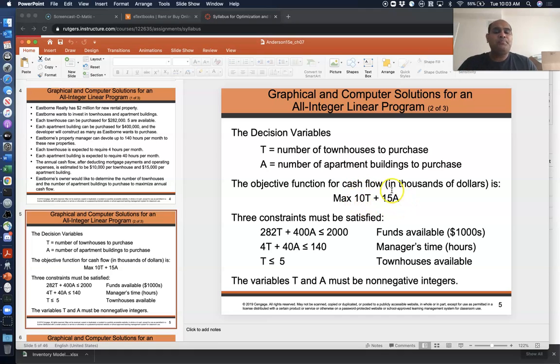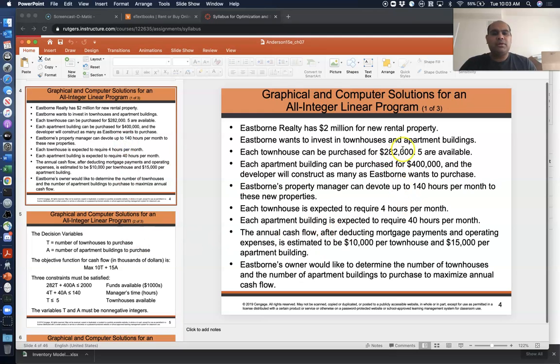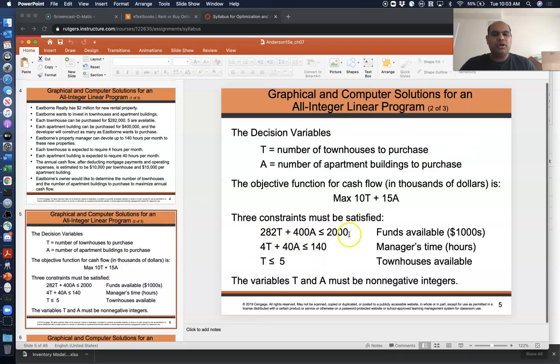This is the total profit that you expect, a monthly profit, or cash flow as they call it. Now let's look at the constraints. First is the price of a townhouse and the price of an apartment building, and we have $2 million available. So again, this is written in thousands of dollars: 282,000 times T plus 400,000 times A is less than or equal to $2 million. 2 million is 2,000 thousands, obviously. So that's the first constraint.